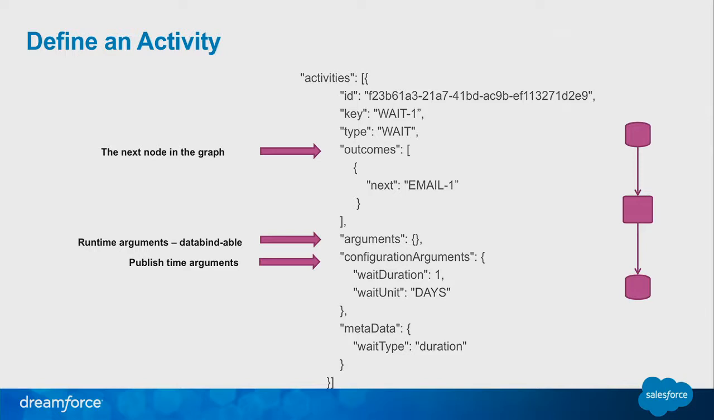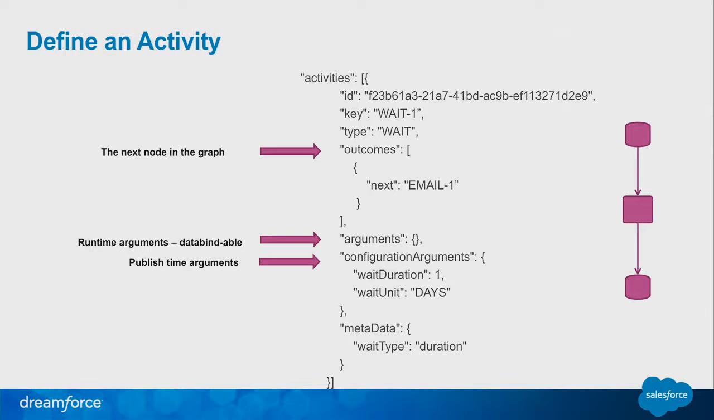And then just to point a couple things out. Outcomes, I haven't really talked about that. Outcomes are very easy to define. It's obviously what is the next activity after this one. In this case, I have a wait activity here, and my next activity is going to be email. And I just use a key. So email 1 would be the key for the next activity.